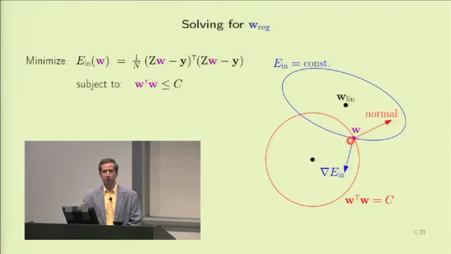If I take a point here, this is the origin, this is the vector, it happens to be orthogonal. So this is the direction of the vector W, this is the direction of the vector, the gradient of En. Now, by looking at this, I can immediately tell you that W does not achieve the minimum of this function subject to this constraint. How do I know that?